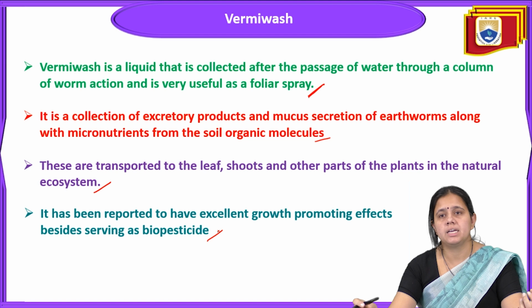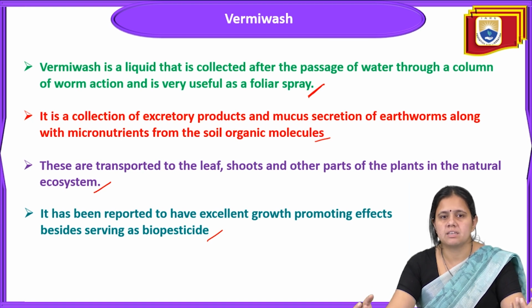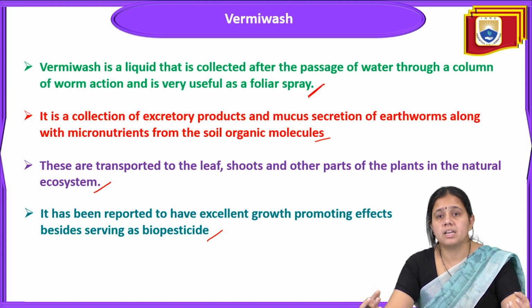So obviously it has a very good growth promoting effect, besides serving as a biopesticide. It's not a biopesticide, but it will provide very excellent growth to the plant. So instead of using biopesticides, this vermiwash can be used on plants to increase their growth, for getting excellent growth in the leaf, shoot and other parts of the plant in the natural ecosystem.